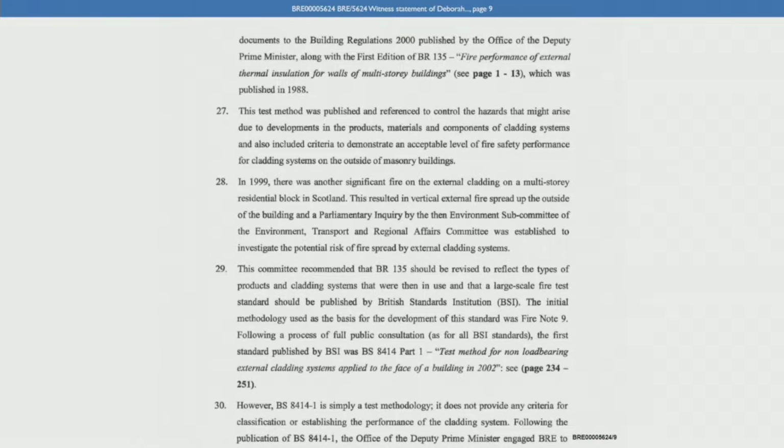this test method was published and referenced to control the hazards that might arise due to developments in the products, materials and components of cladding systems, and also included criteria to demonstrate an acceptable level of fire safety performance for cladding systems on the outside of masonry buildings. Now, from where or from whom did you learn about the reason for the development of Fire Note 9 that you've set out here?